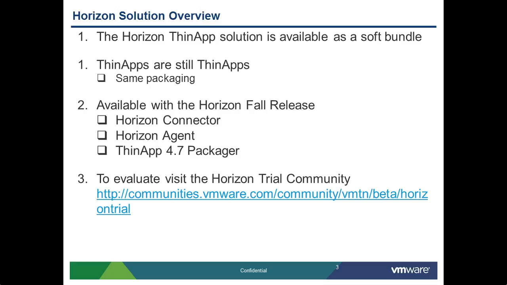So availability of ThinApp management is in our Horizon fall release, and that release comes with the release of 3 additional components. 2 of them are from Horizon, and the third one is actually the ThinApp 4.7 packager. The first 2 are the Horizon Connector, which is an on-premise virtual appliance that the customer can install and use that basically has 2 jobs. It communicates out Active Directory information regarding users and groups, not passwords, but just users and groups to the Horizon Cloud service. That's where we do entitlement and management.